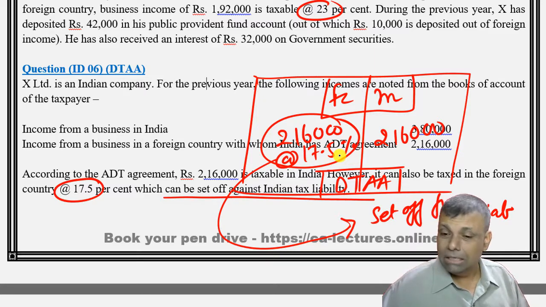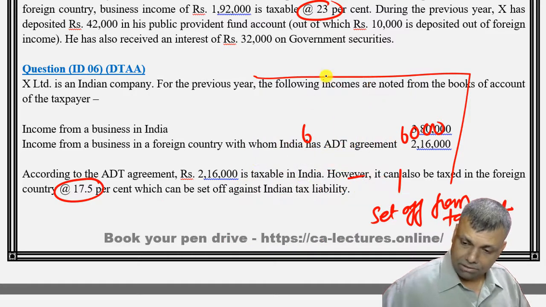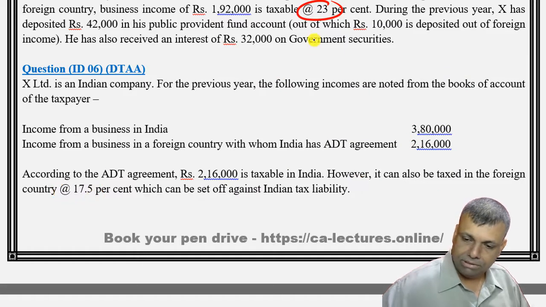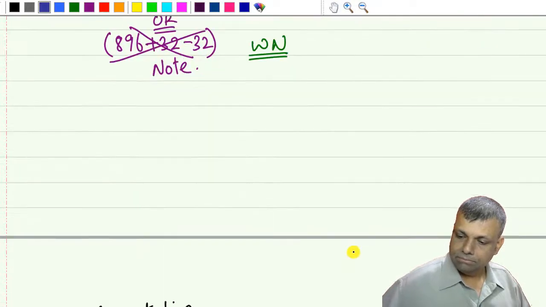Is that absolutely clear, baby? So the method of presenting the answer will be, let's start with the computation straight away. Okay, so question number 6.